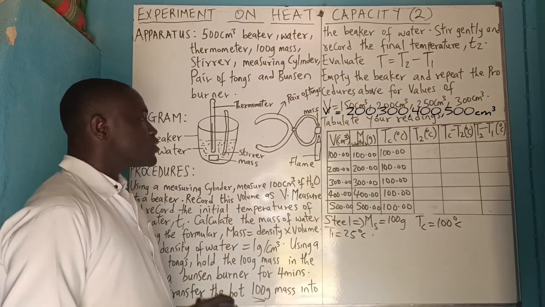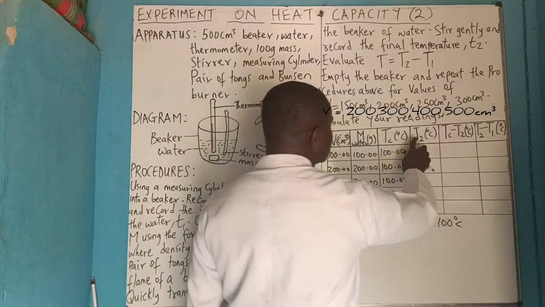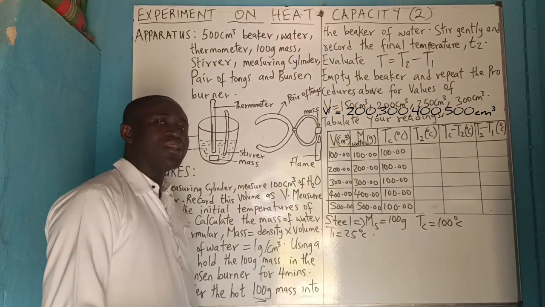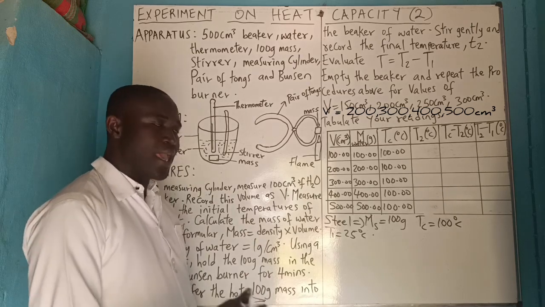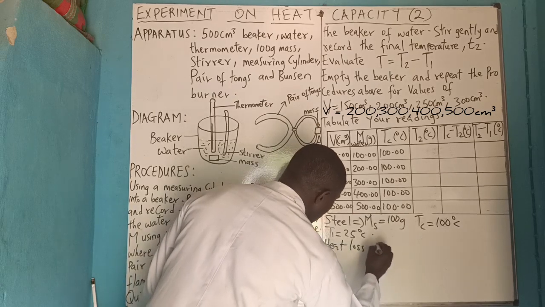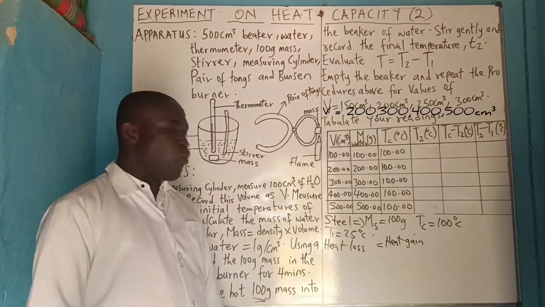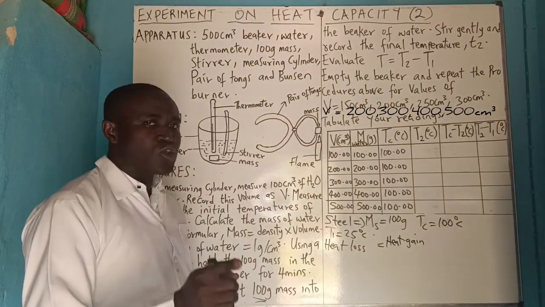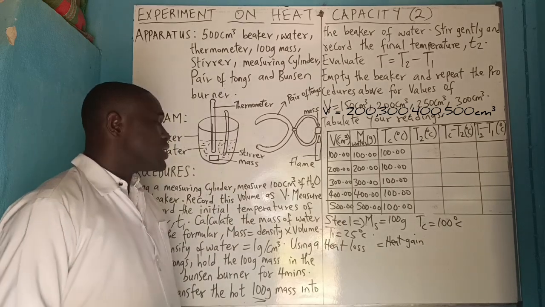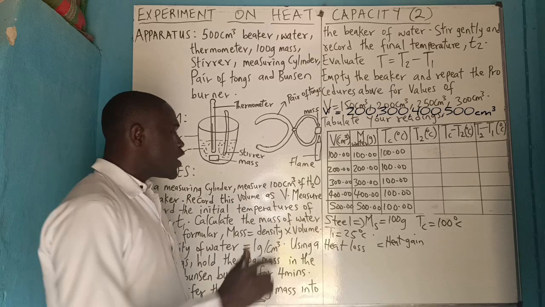That is one. And so, after you have done with this, you now tell them your T2. How can I get it? Because we need to get our T2. This will bring in the principle of heat, where we say heat loss equals heat gain. Now, heat loss by what? Remember, heat flows from higher temperature to lower temperature. That means heat flows from the hot substance to the cold substance.